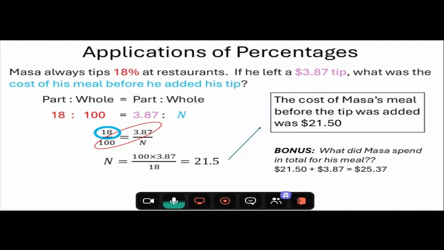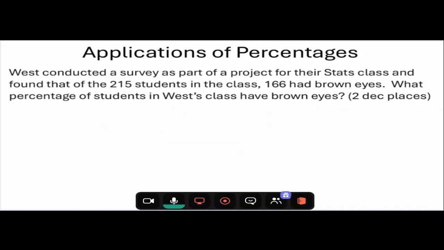I think we're going to do one more, and then we're going to talk about one other idea before we wrap up. West conducted a survey as part of a project.